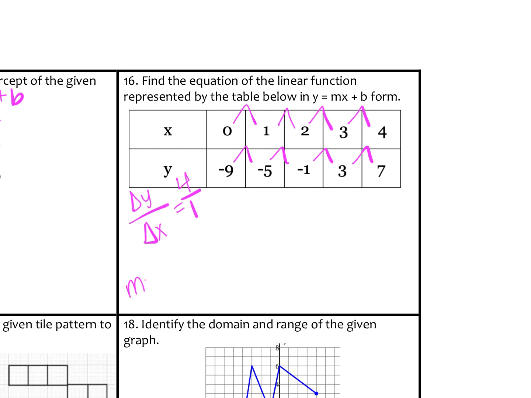So then my slope is 4 over 1, which we could actually simplify to 4. My start value, I want to look for an x of 0. So whenever I want my start value, I look for an x of 0. And so my start here is negative 9. So my y equals mx plus b is 4x, and then my b value was that negative 9.